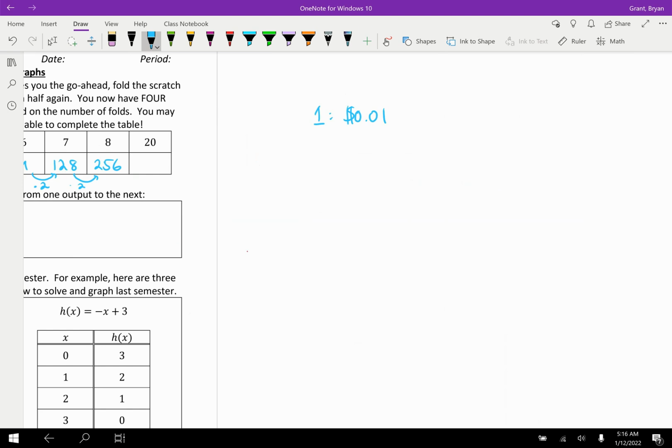Okay, but then the next day that I work, maybe it's the very next day, now you're going to have to pay me 2 cents. And we're going to double that amount every day. So on the third day, you're going to pay me 4 cents, right? And then 8 cents, and then 16, 32, right?